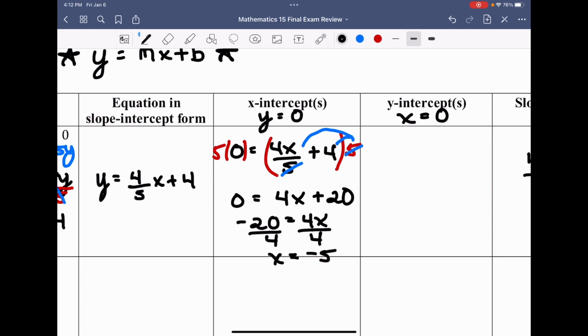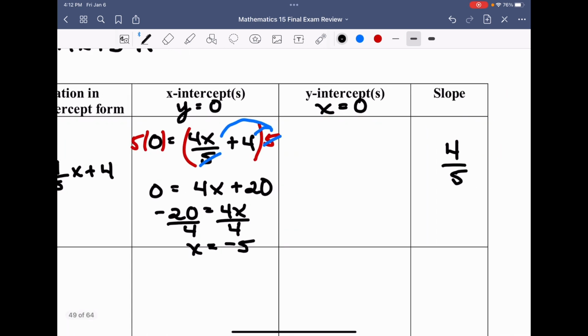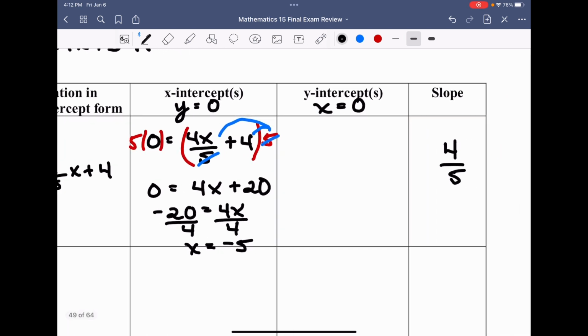There's my x-intercept. Now, my y-intercept is the same type of form, except I'm just going to let x equal 0. y is equal to 4 over 5 times 0 plus 4. Well, this part just goes away because anything times 0 is just 0. And the y-intercept is therefore 4.